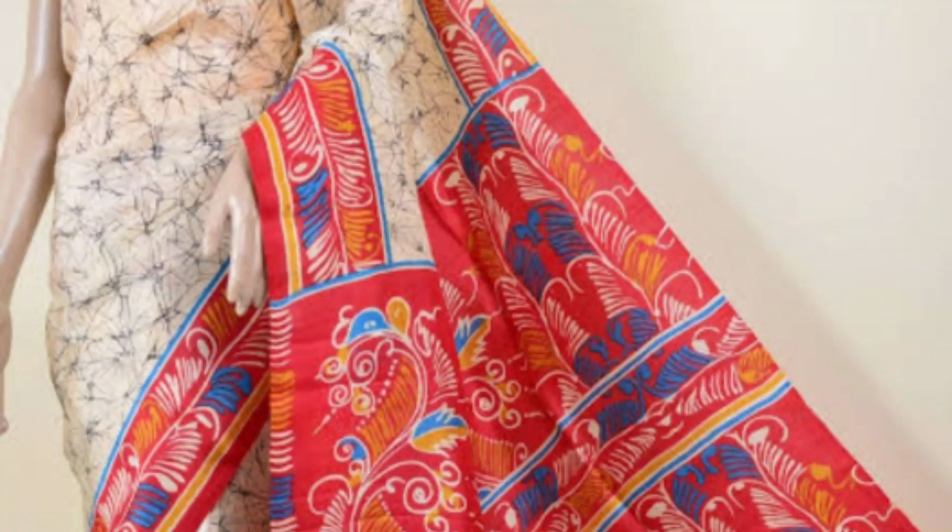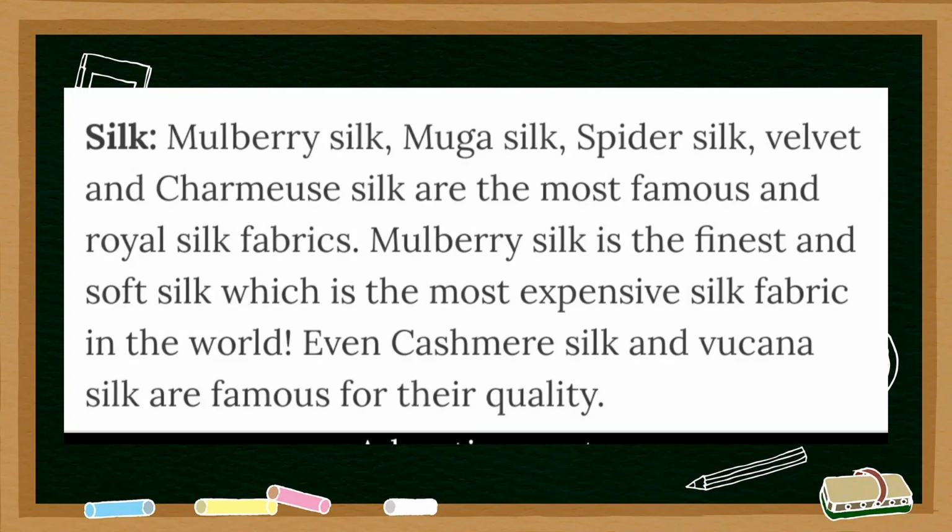India is the second largest producer of silk in the world. Among the four varieties of silk produced in 2015 to 16, that is mulberry, another one is tussar silk, next is eri, and fourth one is muga. Here these are the other varieties of silk given here. Mulberry silk is the finest and soft silk, which is the most expensive silk fabric in the world.